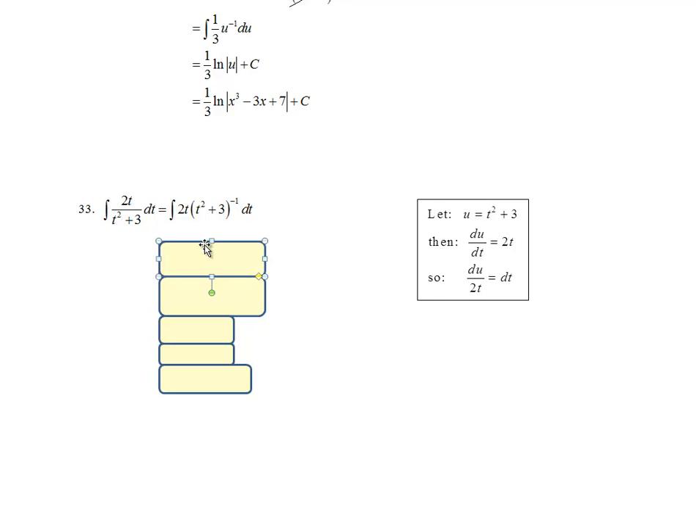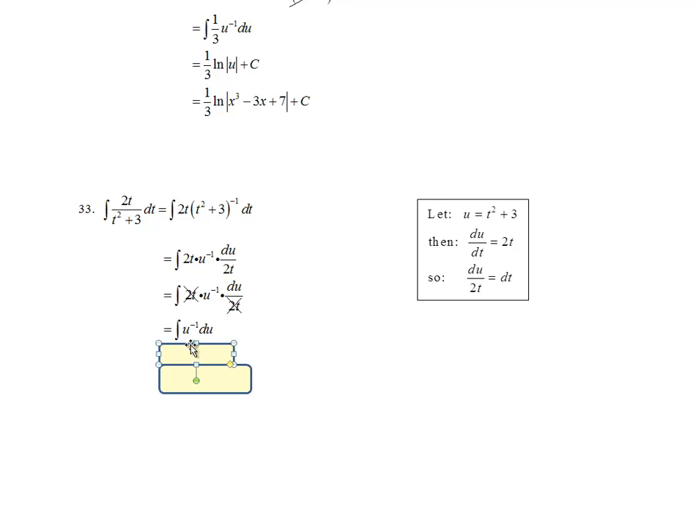Substitute in. So the 2t carries down. This is now u, and I've got to put in what dt was. Ooh, notice the 2t's, they cancel. Lovely. So now all I've got is the integral u to the negative 1 du, which is automatically natural log of the absolute value of u plus c. And finish it up, pull what u was back down, and you're through with the problem.